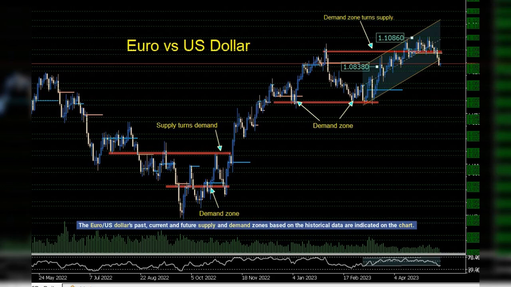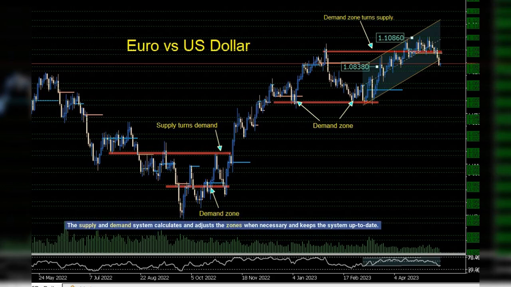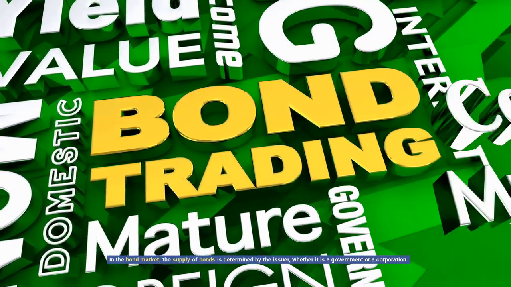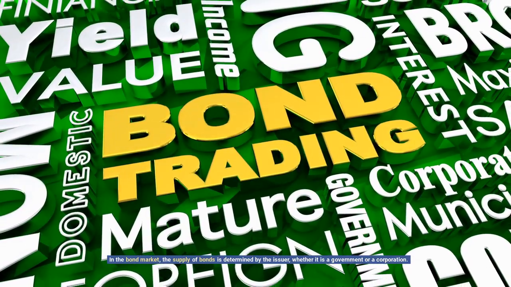The euro-US dollar's past, current and future supply and demand zones based on the historical data are indicated on the chart. The supply and demand system calculates and adjusts the zones when necessary and keeps the system up to date. In the bond market, the supply of bonds is determined by the issuer, whether it is a government or a corporation.